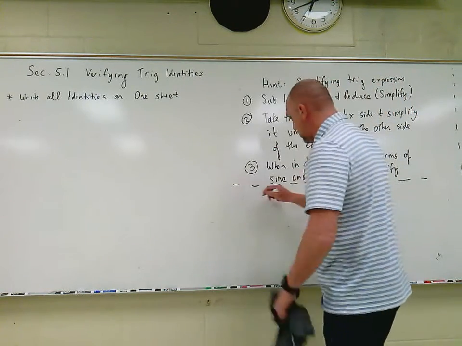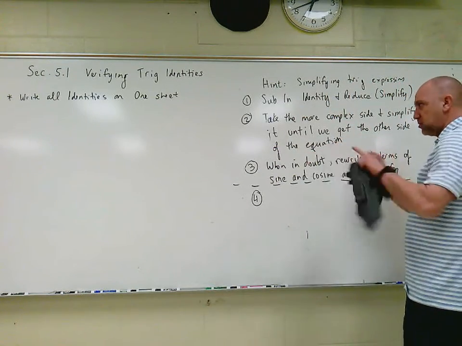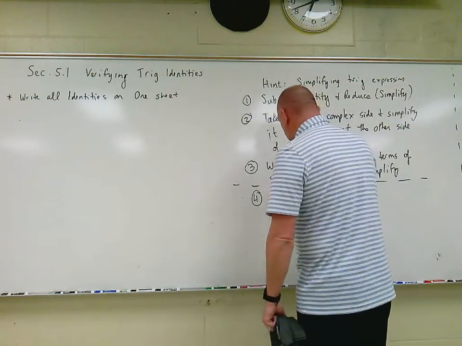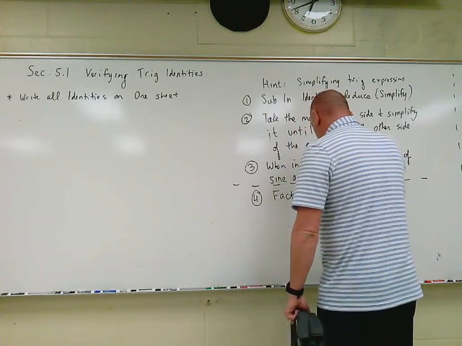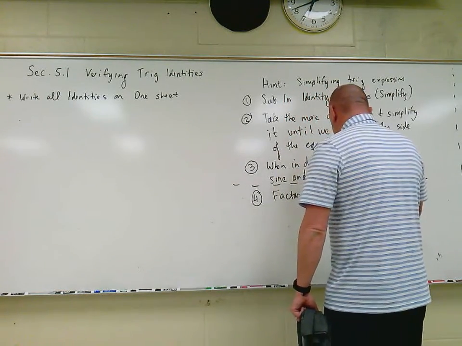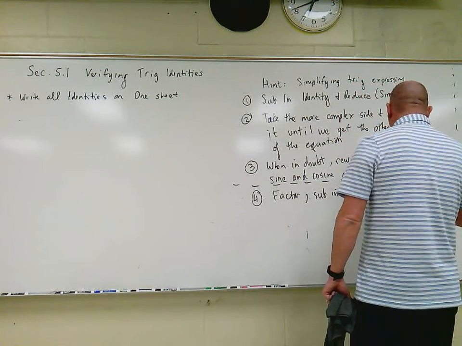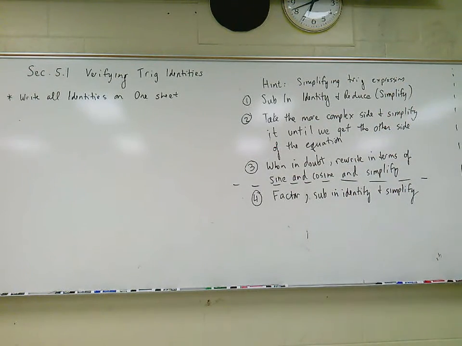So here's my try again. Here are my other hints. Let's say I did these, but nothing's working. Sometimes the problem will factor. So I will look to factor. So maybe another suggestion is, can I factor? Then if I factor it, can I sub in an identity and simplify? Now the only way I'm going to know to factor is if I have common terms across a plus or a minus sign. So one hint that I have is, could I factor and then sub in an identity and simplify?